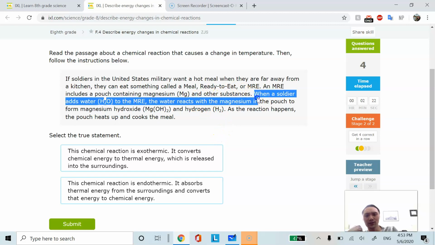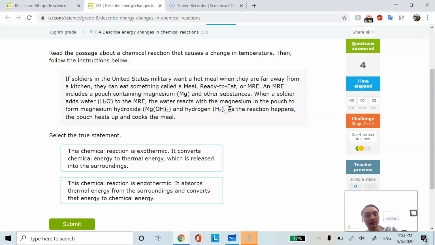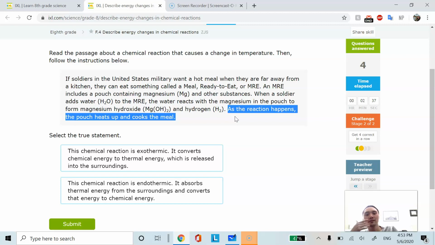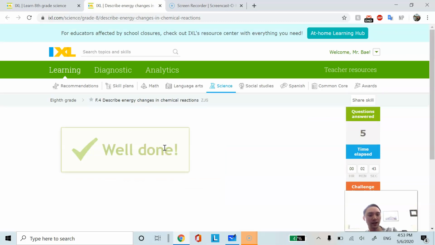This one here. When a soldier adds water to the MRE, the water reacts with the magnesium in the pouch to form magnesium hydroxide and hydrogen. As the reaction happens, the pouch heats up and cooks the meal. So if the pouch is heating up, it's getting hotter, therefore I would still pick exothermic reaction.